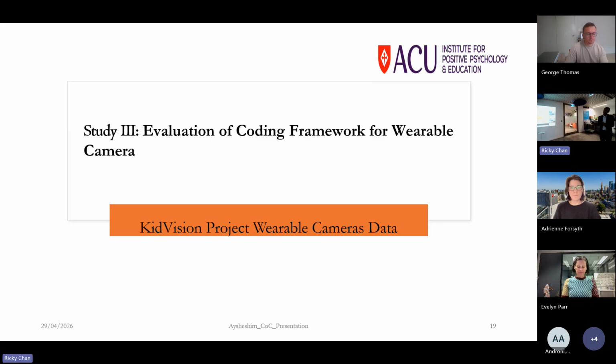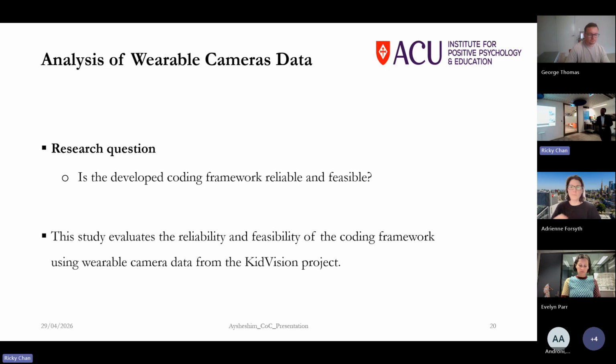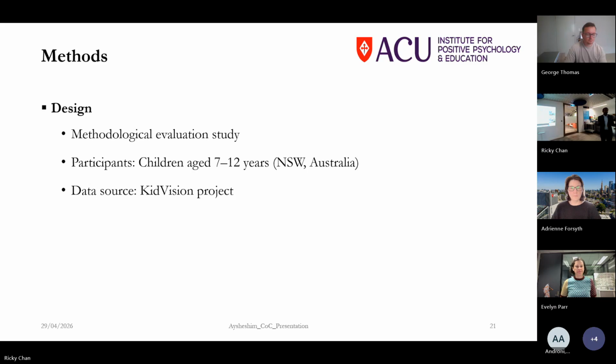And after finalizing the coding framework in study 2, study 3 will evaluate the coding framework with empirical evidence. This empirical evidence will be obtained from the Kid Vision project wearable camera data. The developed coding framework will be assessed for reliability and feasibility. The design will be a methodological evaluation design, evaluating the feasibility and reliability of the developed coding framework.